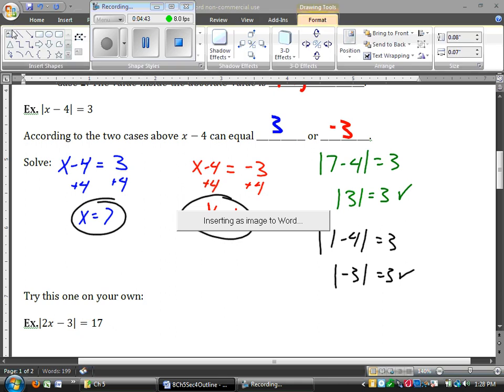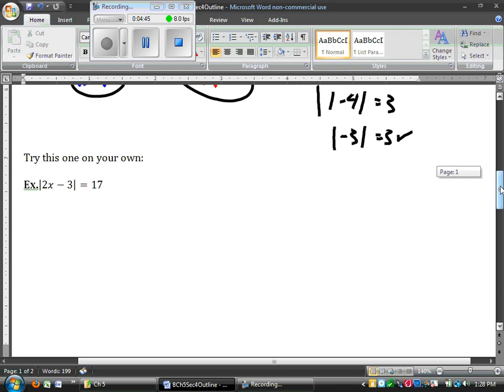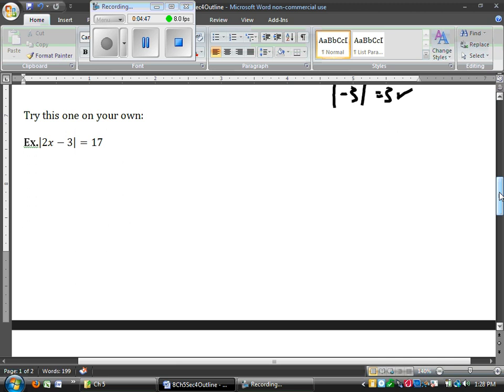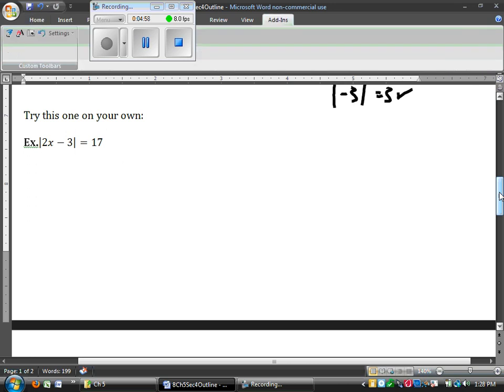If that made sense, I'd like you to go ahead and pause the lecture right now and try this next one on your own. The absolute value of 2x minus 3 is equal to 17. What you're going to want to do is take the 2x minus 3 and set it equal to positive 17, then take 2x minus 3 and set it equal to negative 17, and then solve. So go ahead and pause it right now and see if you can do this on your own. Then when you replay it, I'll walk you through this.